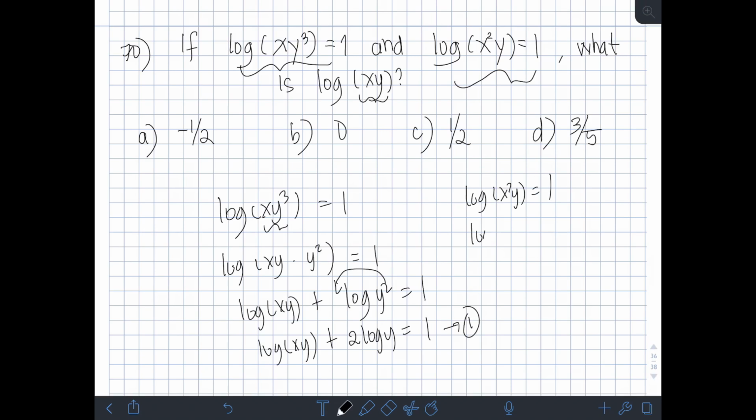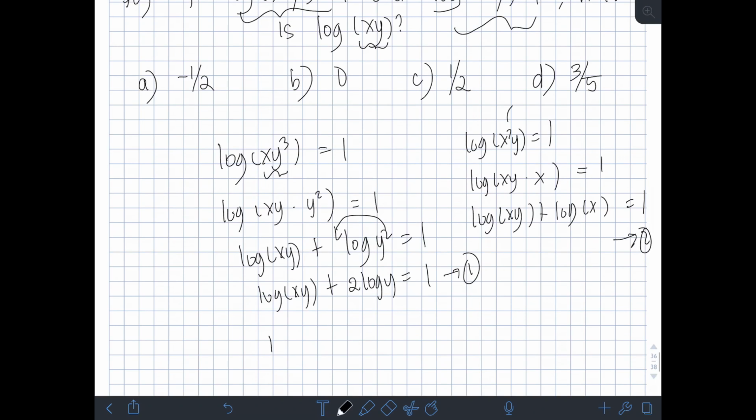Then, dito rin, try natin gawin yon. Yung log x squared y equals 1. So, kailangan natin ng xy times x para equal siya dito. So, separate natin to using product rule. So, log xy plus log x equals 1. So, equation 2.